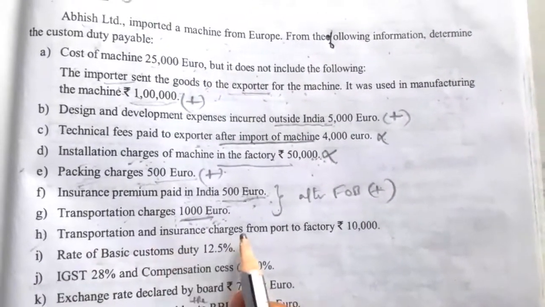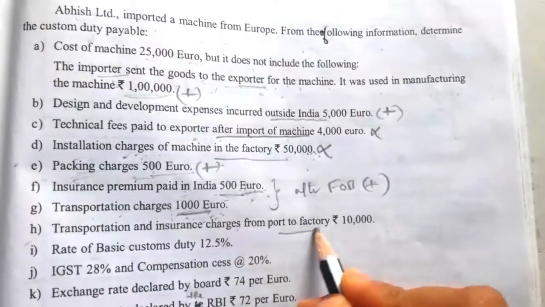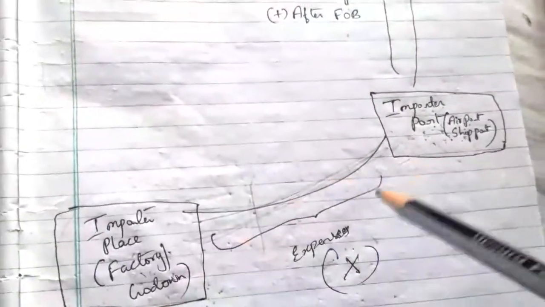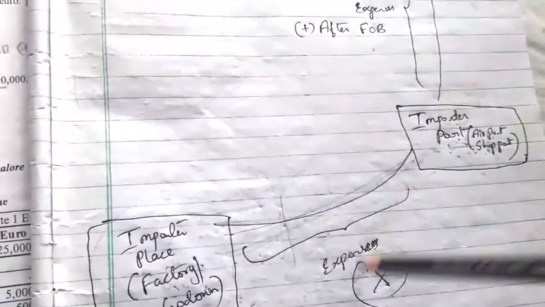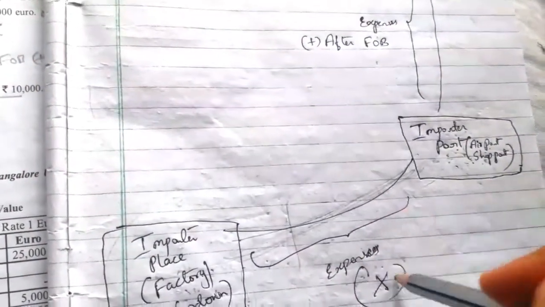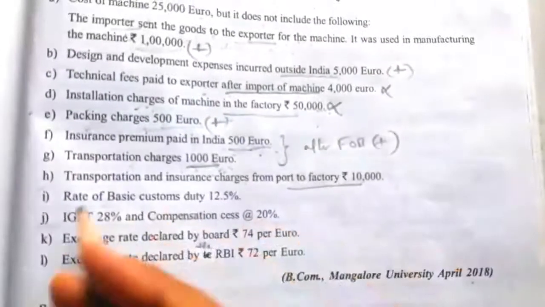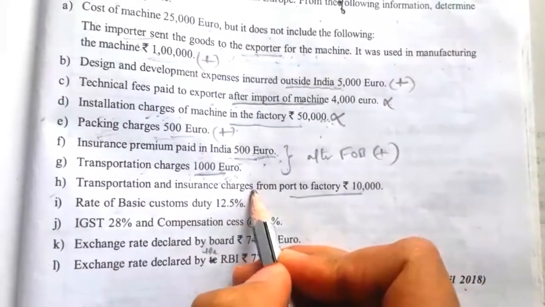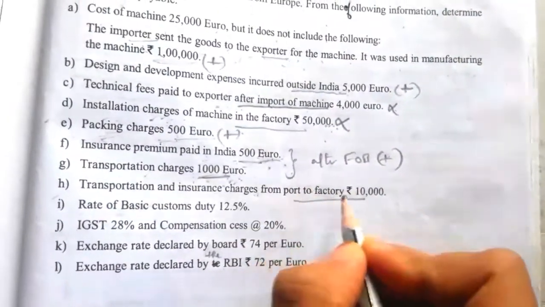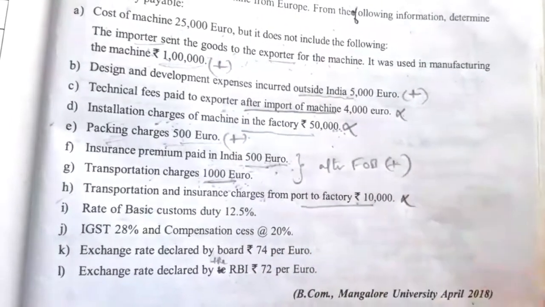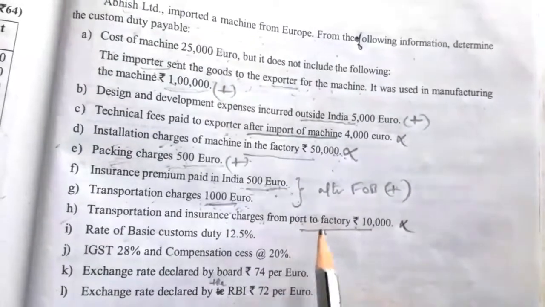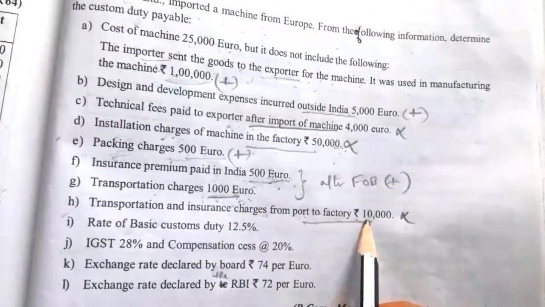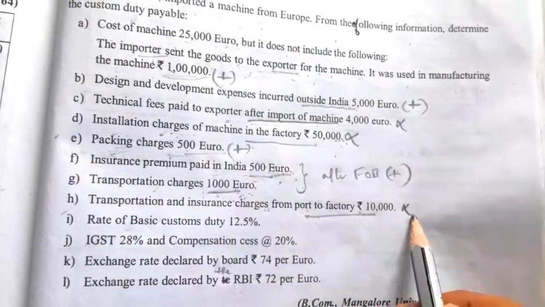Then transportation and insurance charges from port to factory, that is the expenses incurred from port to factory. It is not expenses incurred before import, it is the expenses incurred after import. So these expenses we should not include for the assessable value. So the transportation and insurance charges from port to factory are not taken for assessable value. It is the importer expenses. After import of a machine, from port to factory, these expenses have been incurred, so we should not take.